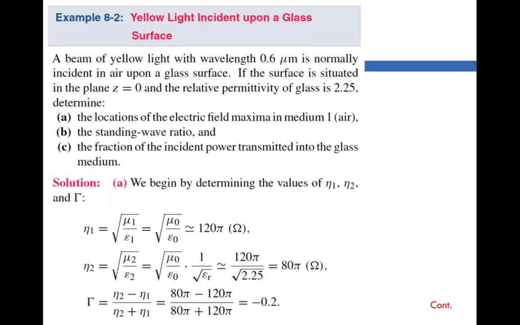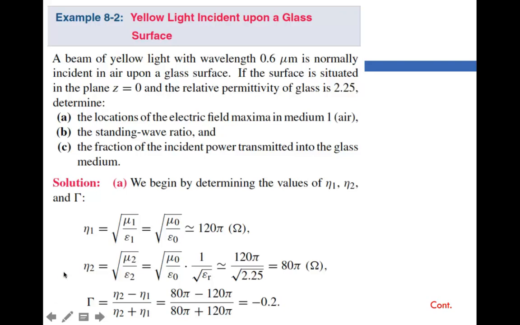We have a beam of yellow light that has a wavelength of 0.6 micrometers. It's normally incident in air upon a glass surface, and the surface is situated at z equals 0. The relative permittivity of glass is 2.25. We're asked to find the location of the electric field maxima in medium 1, the standing wave ratio, and the fraction of the incident power that's transmitted into the glass.